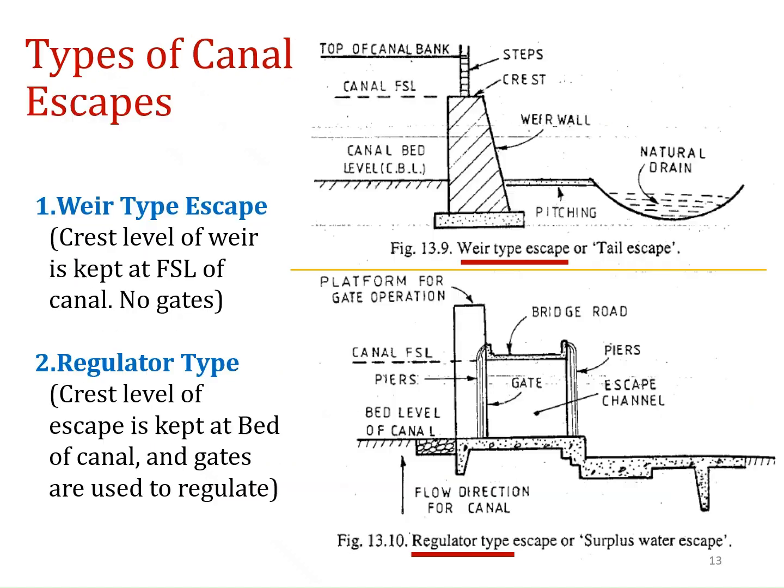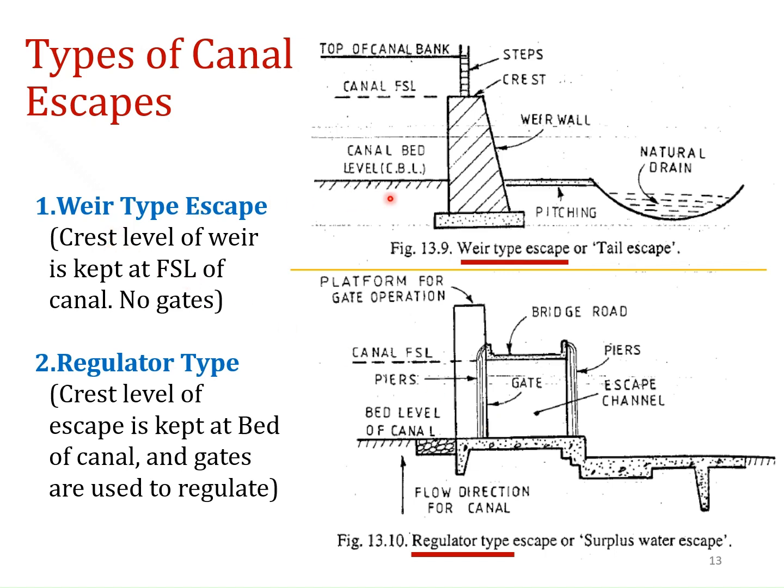Okay, there are two types of canal escapes. One is called weir type, in which you construct a weir. You see, this is a weir. And the other is regulator type. Regulator type means there are gates. Right here, you see, there are gates. So you can open and close the gates. That's actually called regulation. So you have regulator type.